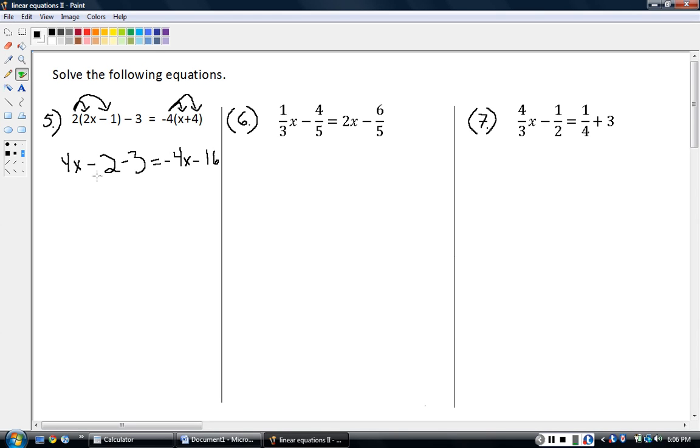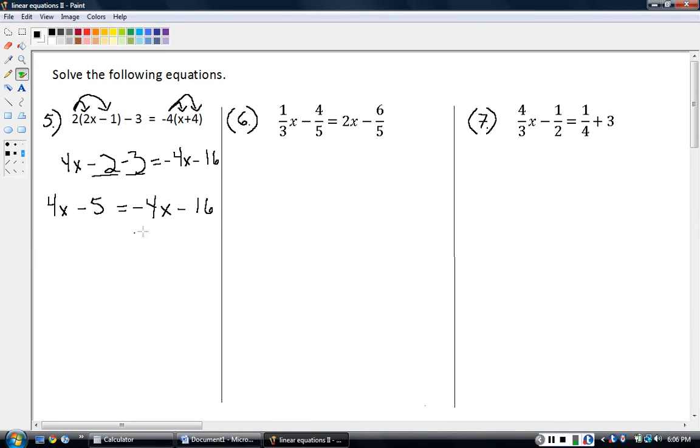Okay? Alright, so before I start adding x's to both sides or subtracting x's from both sides, I have to first combine my like terms, right? I have this negative 2 and this negative 3 on the left hand side, so I can bring those two together. Negative 2 take away 3 is negative 5. And then I rewrite the other side. Okay. Now it looks like a problem we've done in the past.